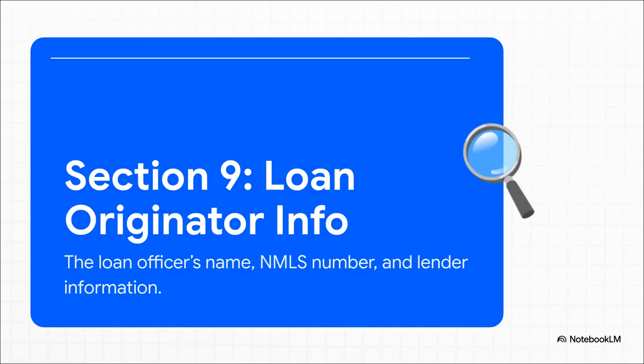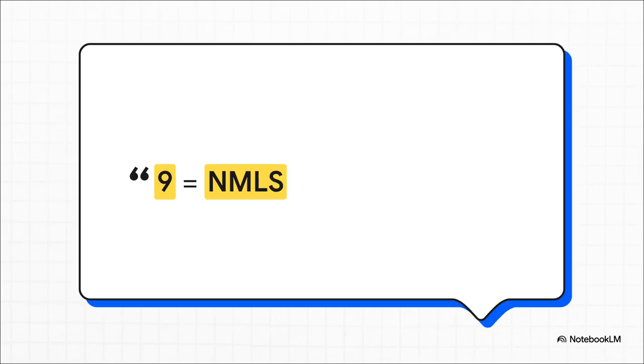And finally, we've reached the last stop on our map. Section 9, the loan originator information. This part is for your loan officer to fill out. They put in their name, their company, and their unique NMLS ID number. That number proves they're licensed and accountable, which is exactly what you want. So for the last one, just think 9 equals NMLS. Your loan officer's official ID is the final piece of the puzzle, and it adds that professional stamp of approval to your application.